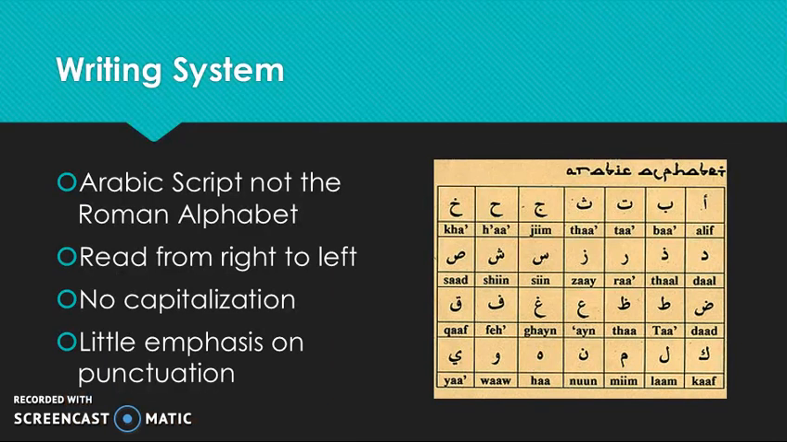The Arabic writing system is a very different alphabet. They do not use the Roman alphabet. Instead, they use their own Arabic script, which is actually not only used in Arabic, but several other languages from that same region of the world. It's read not from left to right like we are used to, but in the opposite direction, from right to left. There is no capitalization and there is little emphasis on punctuation.